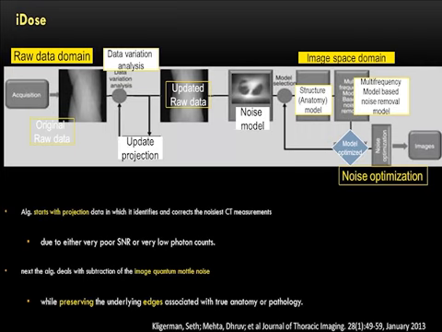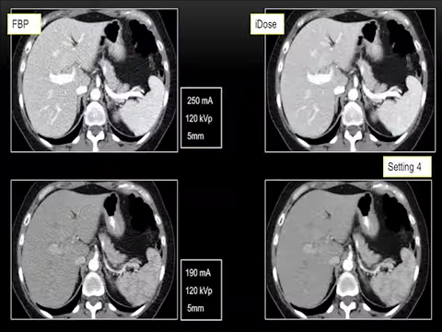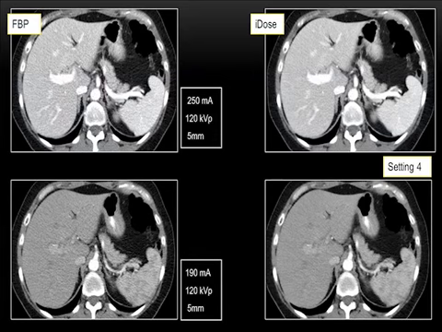Moving on to Philips, they introduced first the iDose. This algorithm basically starts with the projection data. It identifies and corrects some noisy measurements or projections, which can be due to poor SNR or low photon count, and then it updates the raw data. Then it goes to the image domain and lowers the quantum noise or the image noise while preserving the edges. So it includes some sort of a structure or anatomical model, and it has a multi-frequency model-based noise removal.